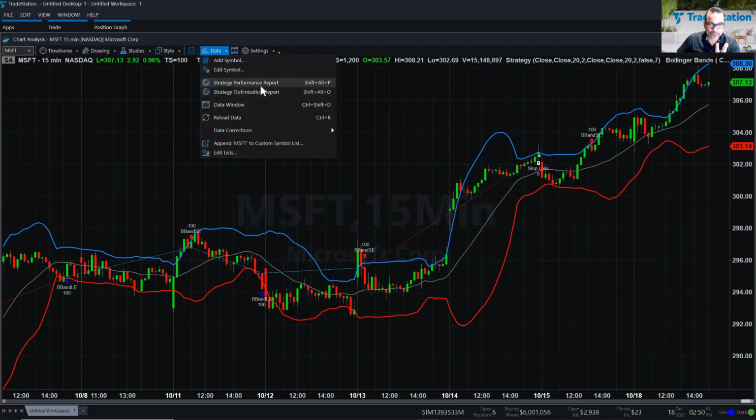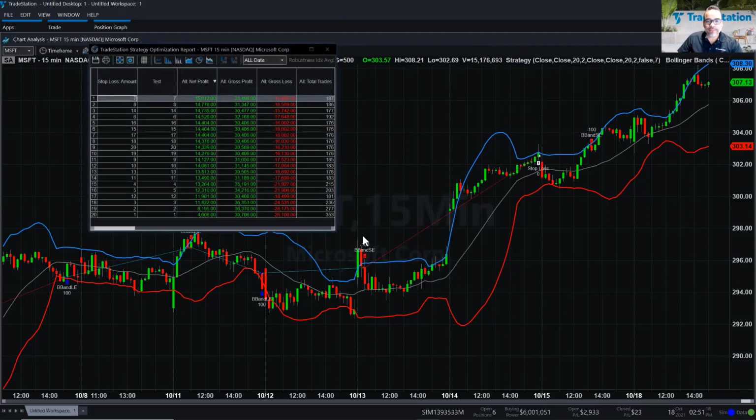So take a look, 2 reports. We already looked at the strategy performance report. Now we're going to take a look at the strategy optimization report. By the way, the optimization report only comes up right after you run an optimization. Keep that in mind, because when you come here to the data tab, this will be grayed out. You have to run an optimization for the report to be available. Let me open it up.